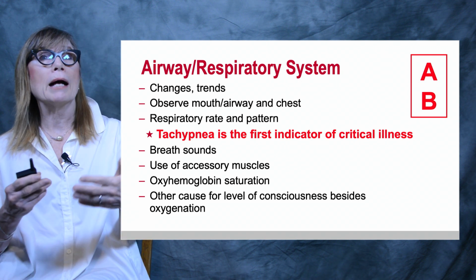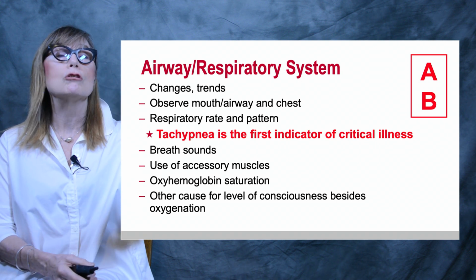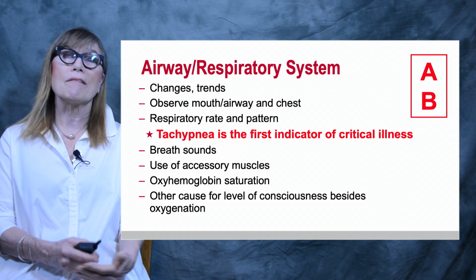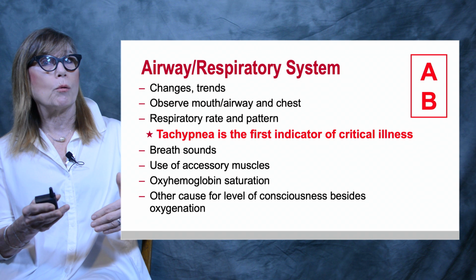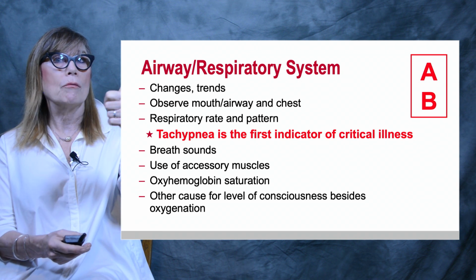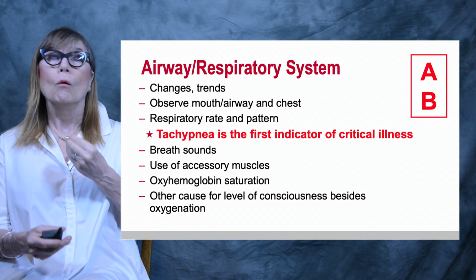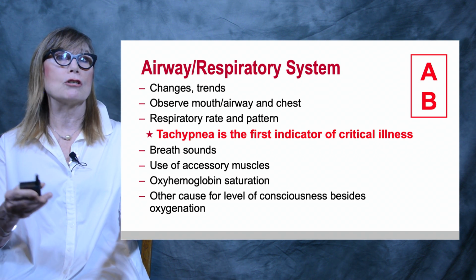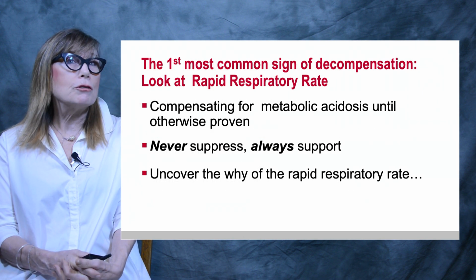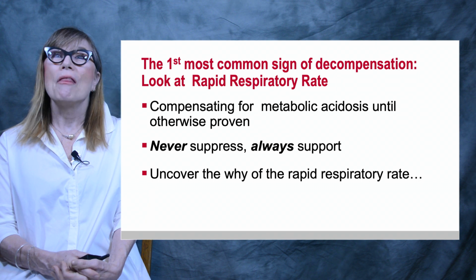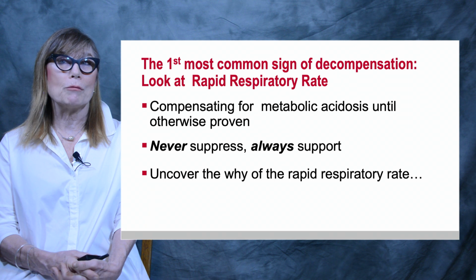So we want to remind ourselves that the pulse oximeter is going to fall somewhere between 2 and 3 minutes after the patient has deteriorated. And it's a wonderful tool to give us some support, but more importantly, the respiratory rate, the depth, and the pattern of breathing will give us information about patient deterioration. So I love to remind everyone the most common sign of deterioration is the rapid respiratory rate.